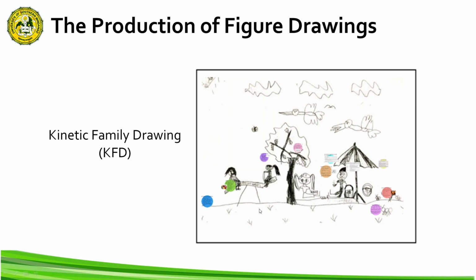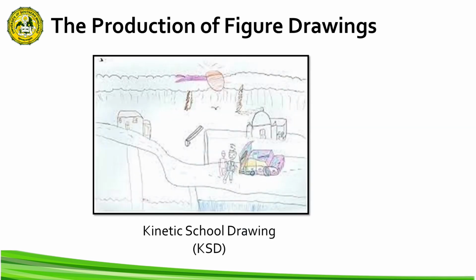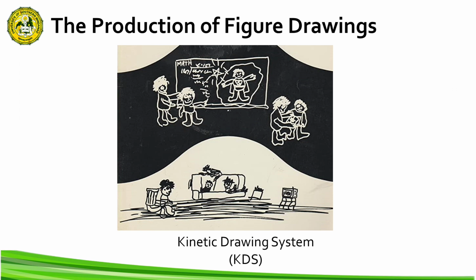So, we notice that every member of the family as depicted in the drawing is doing something. Next is the kinetic school drawing, developed by Prout and Phillips in 1974. So the KSD, or the kinetic school drawing, is a school adaptation of the KFD. And here's an example. Next one is the kinetic drawing system, developed by Knoff and Prout in 1985. It is a test that combines aspects of the KFD and the KSD. And here's an example of KDS.